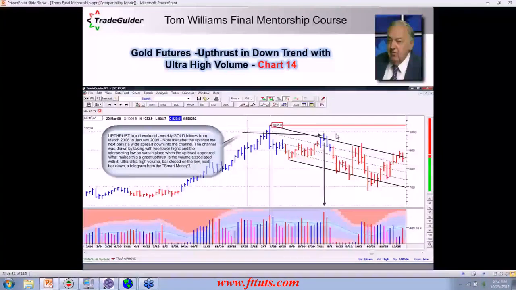Okay, now, here's another example of an upthrust after a gotcha bar. Can everyone spot the gotcha bar on this chart? Can anyone tell me where it is? Anyone spot the gotcha bar? This is a weekly futures chart. Anybody spot the gotcha bar?